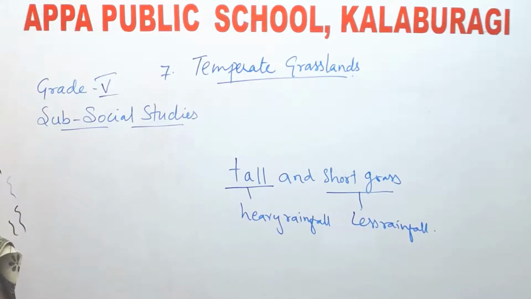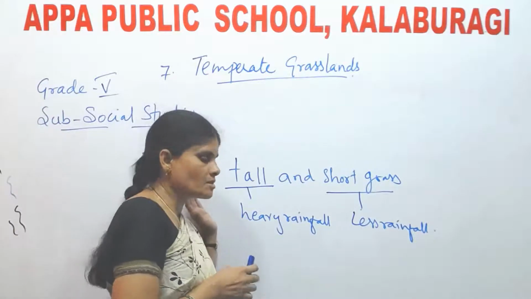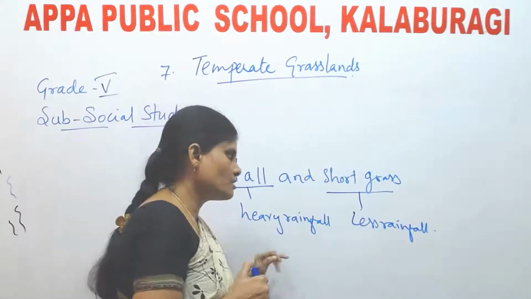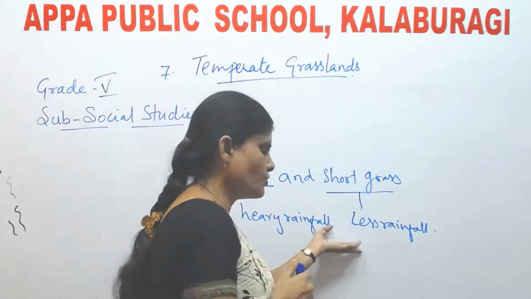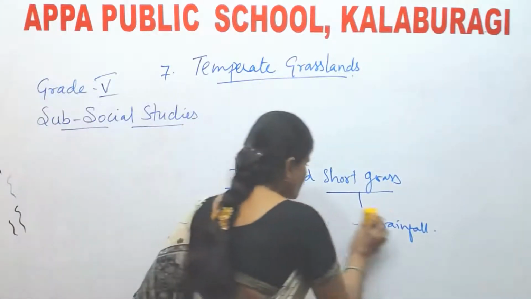Say, already I told you that the tall grasses are grown in the areas which receive heavy rainfall, and short grasses grow in the areas which receive less rainfall. Understood? Next, what about autumn season?